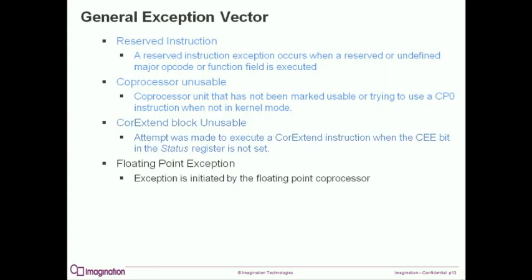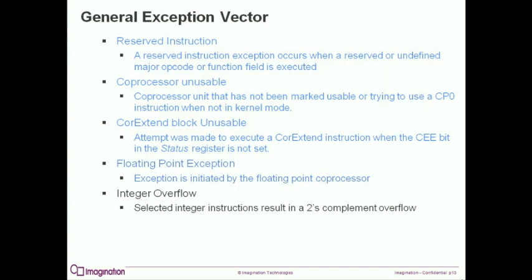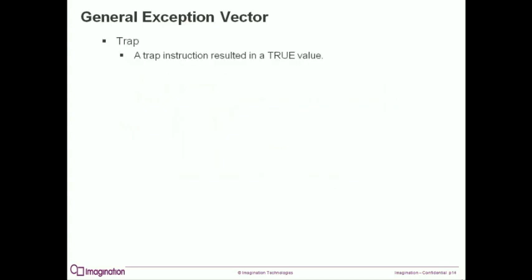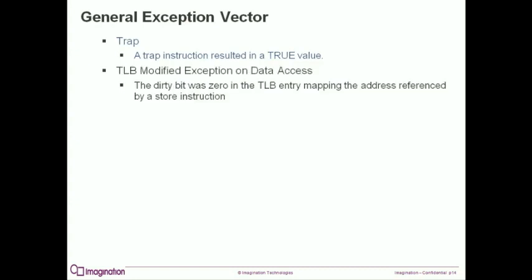Floating point exceptions are any exception raised by the floating point unit. You will need to examine the status of the floating point unit to determine the cause. Integer overflow instructions happens on selected instructions when the result overflows the size of an integer. The trap instruction is raised when a trap instruction results in a true condition. The MIPS instruction set section of this class has more information on trap instructions.